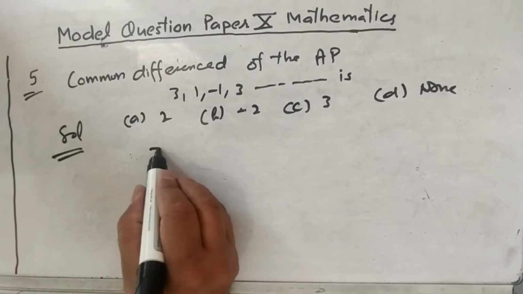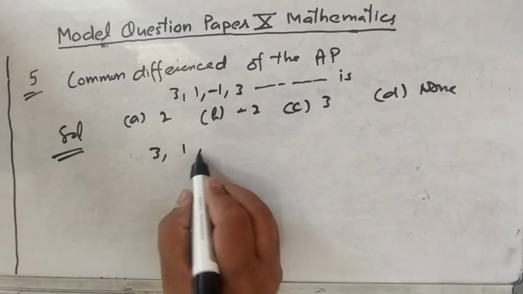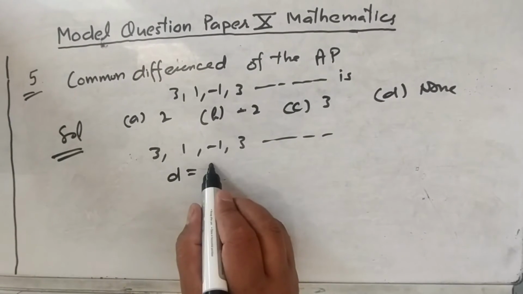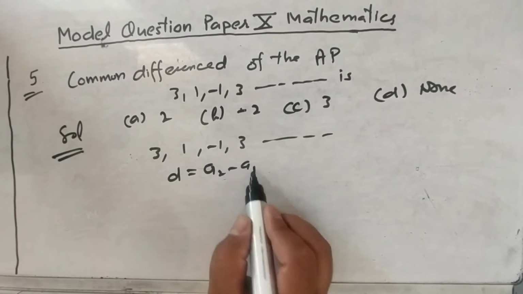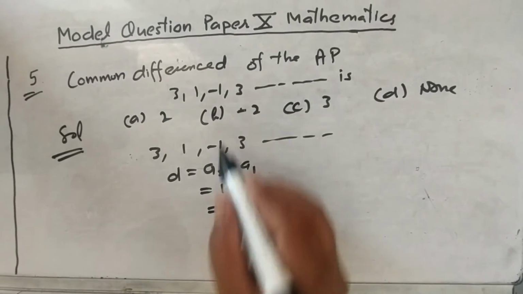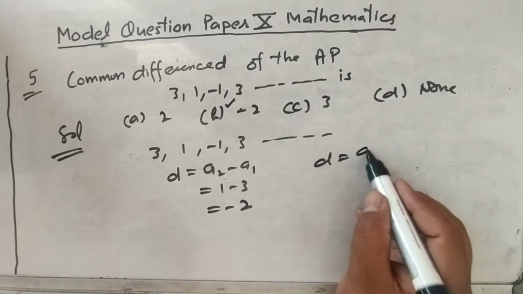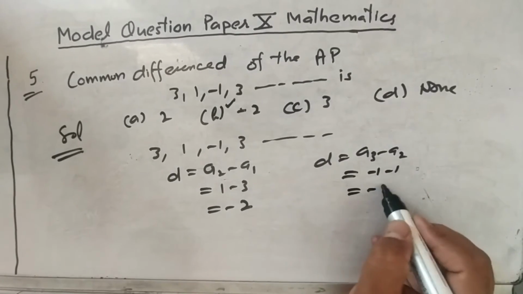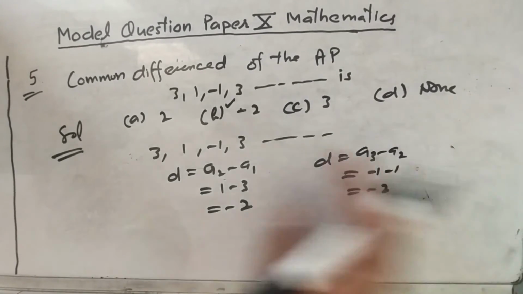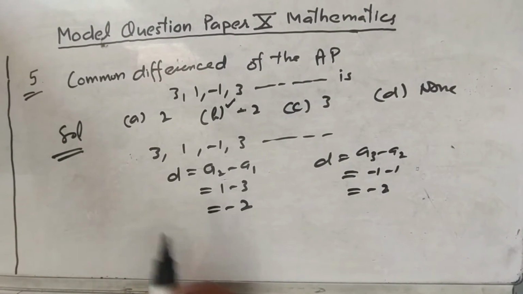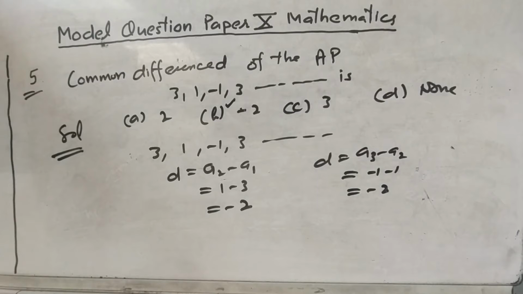So how to find? You have an AP here, 3, 1, minus 1, minus 3, and so on. See, common difference is nothing but second term minus first term, right? 1 minus 3, so the answer is minus 2. Or you can say third term minus second term, you will get minus 1 minus 1, again minus 2. Or fourth term minus third term. Common difference between two succeeding terms will always remain the same. Here A is the first term, D is the common difference. So this is your question number 5.